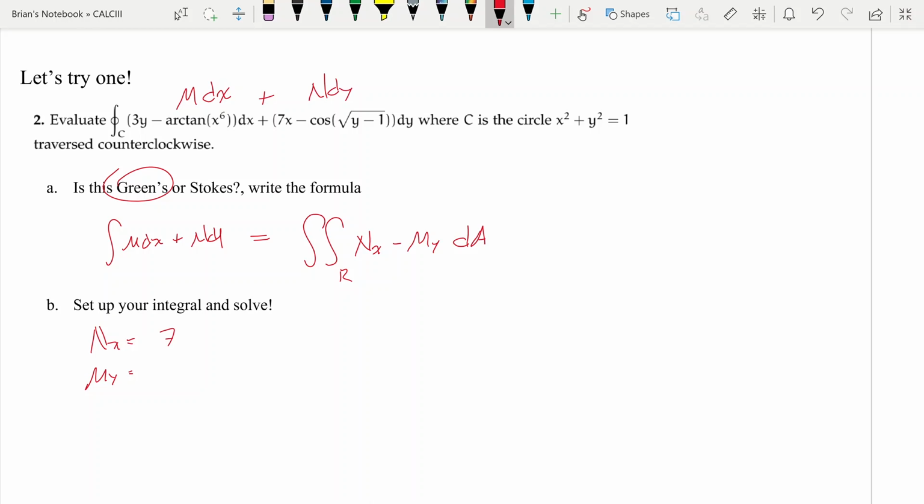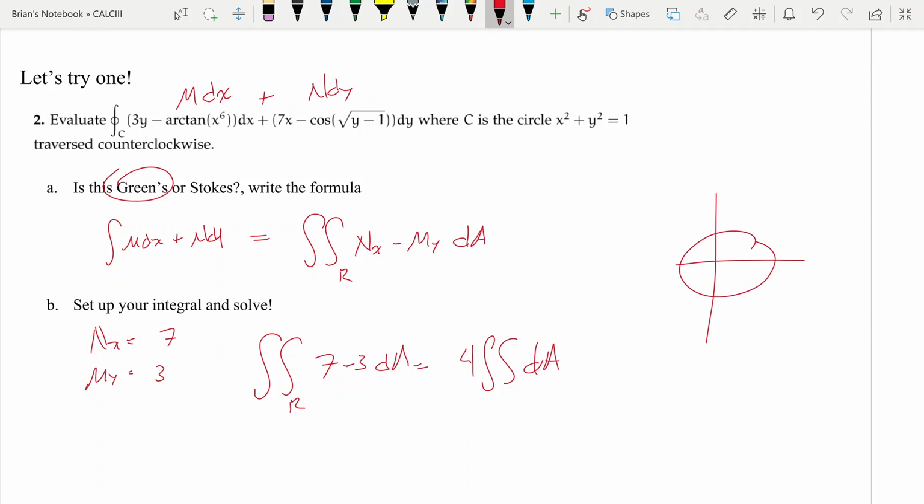So if you got your N x, you got 7. Your M y, you got 3. So now you just have 7 minus 3 dA, and then it's your region. So you have 4 times double integral dA, and your region is just a circle with radius 1. So that means your area is pi r squared. So it'd be 4 times pi r squared, and your radius is 1. Then you'd have 4 pi as your answer. Awesome. Nice job, everybody.